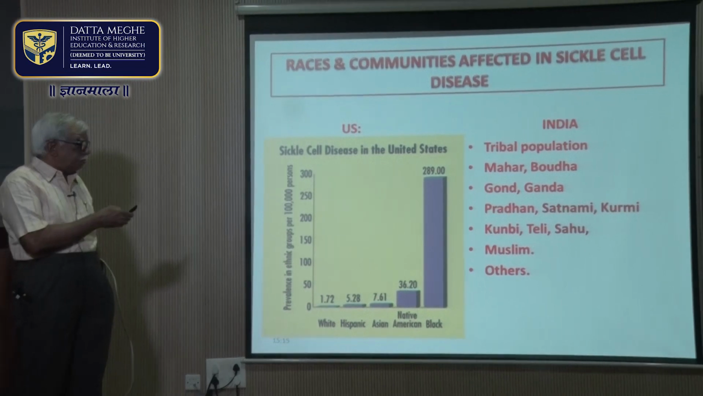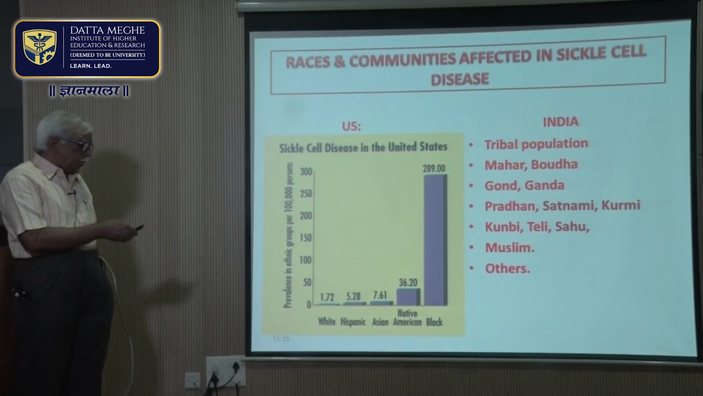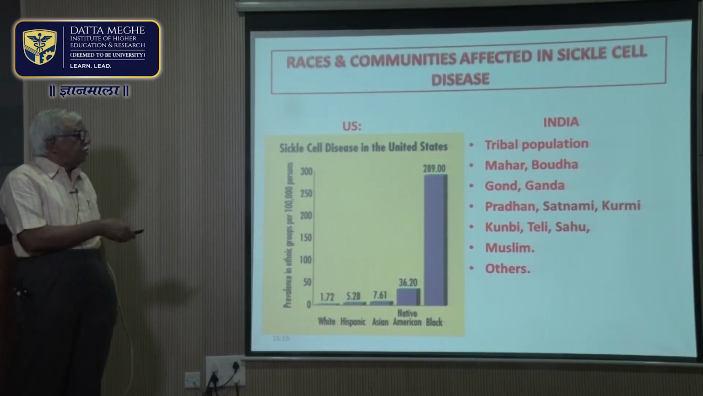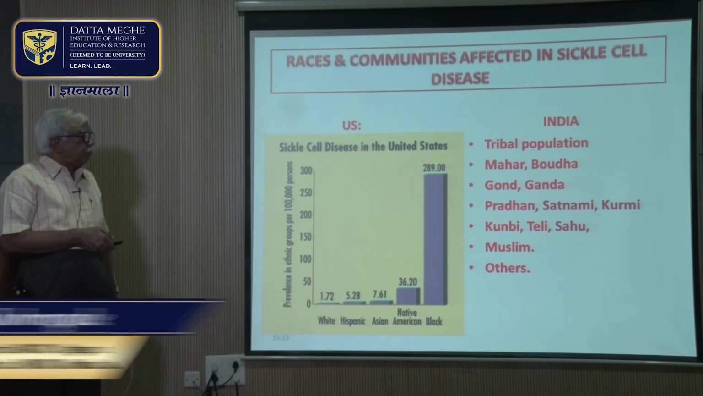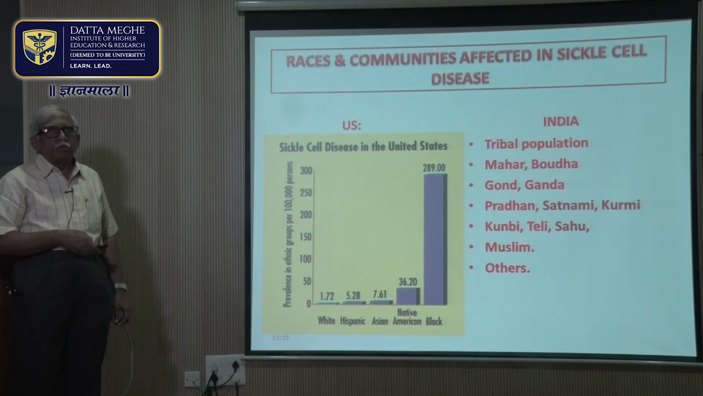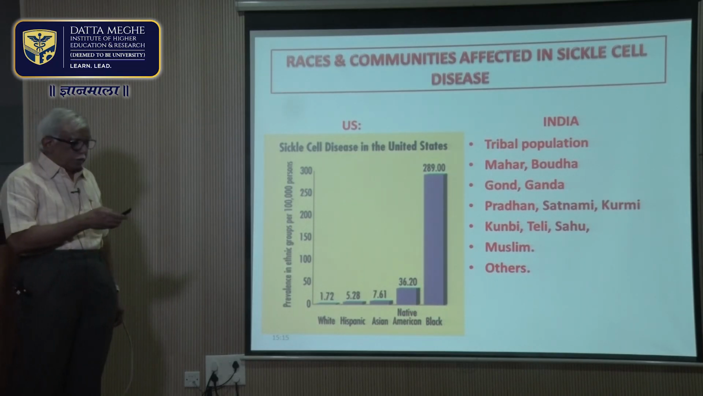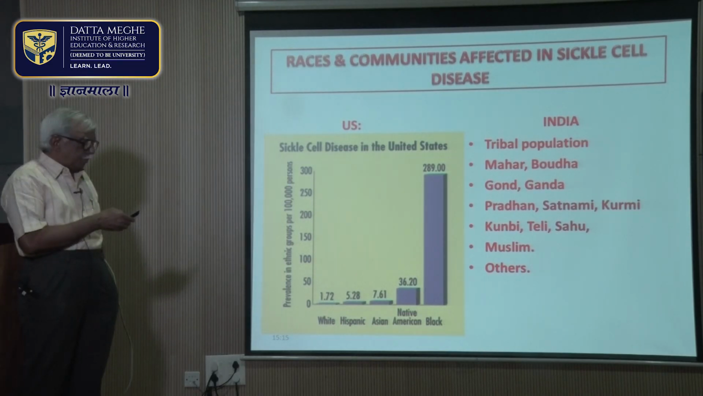Now, coming to the comparison in America and India, you find that the black population has a very high incidence, as well as Native Americans, while in India we have the tribal population, we have Mahar, Buddhas, Gond and Pradhan, Satnami, Kurmi, Kunbi, Teli, Saho, Muslim, and I have even seen certain Brahmins having an incidence of sickle cell anemia in our Vidarbha and adjoining Chhattisgarh state.